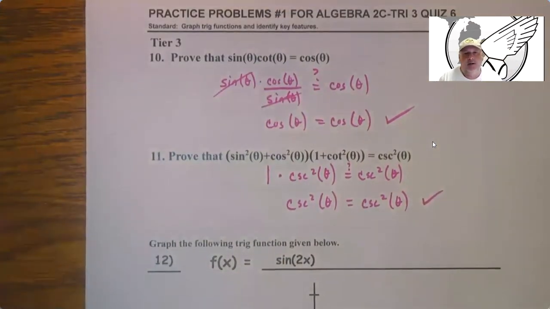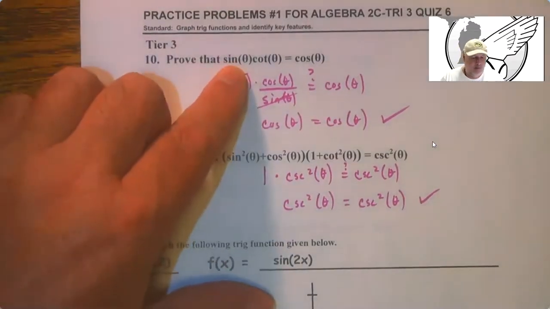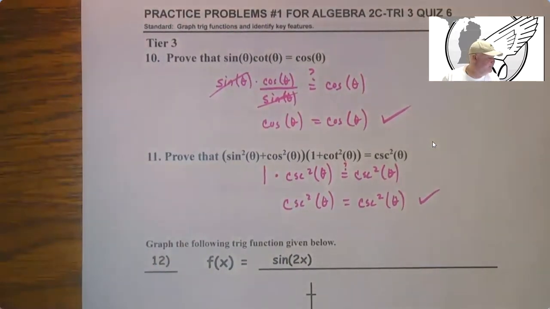Everything needs to get transferred. This is already in terms of sine and cosine. So anything that's not in terms of sine and cosine for problem 10, and 7 and 8 for that matter. And then Pythagorean identities, when you see the squares, that's the Pythagorean identity section of your notes.